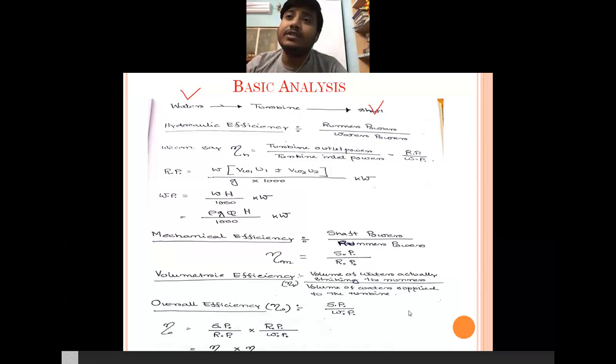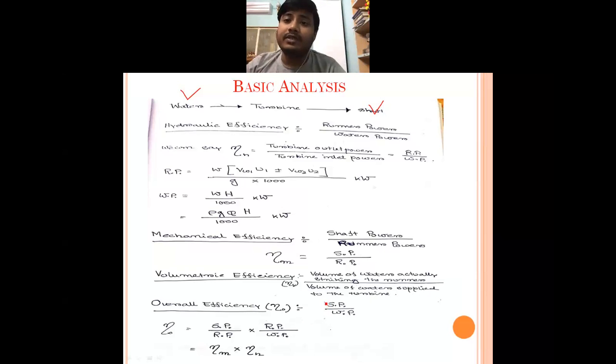So overall efficiency is your shaft power by the water power. Okay. Now we will do some manipulations of this overall efficiency. Eta is equal to simply SP by WP. We will multiply RP in the denominator as well as the numerator. Okay, so we will multiply it by RP.